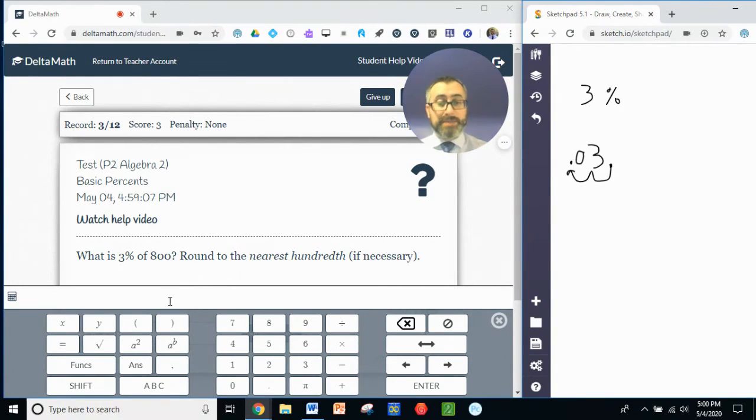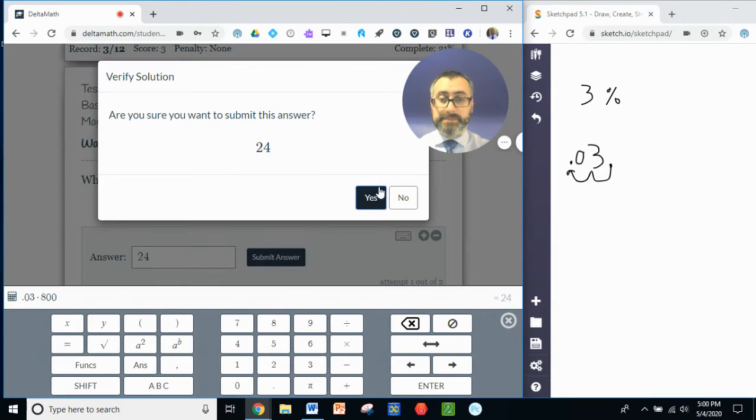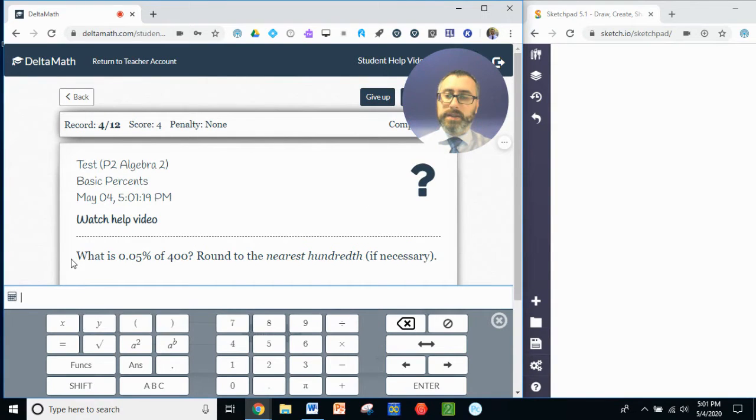Then we can do our problem like normal. It's a multiplication problem. 0.03, another name for 3%, times 800. And we have our answer: 24. Super. Let's do one more like this. What is 0.05% of 400? Again, round your answer to the nearest hundredth if necessary.